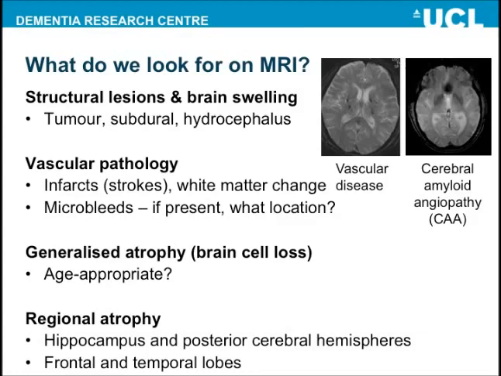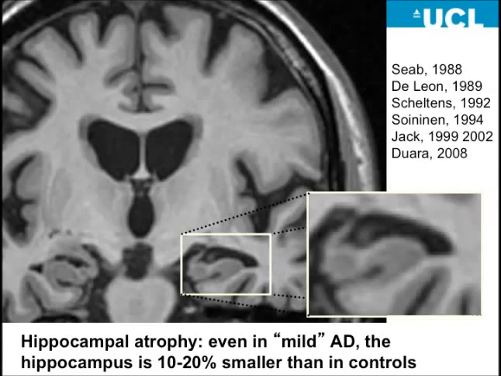In Alzheimer's disease, we tend to see more atrophy of the hippocampus and the back of the brain, whereas in frontotemporal dementia, the other disease group that we shared the meeting with this morning, you'd expect to see more brain cell loss in the front of the brain, so the frontal and temporal lobes. So hippocampal atrophy is the most well-established imaging marker of Alzheimer's disease.